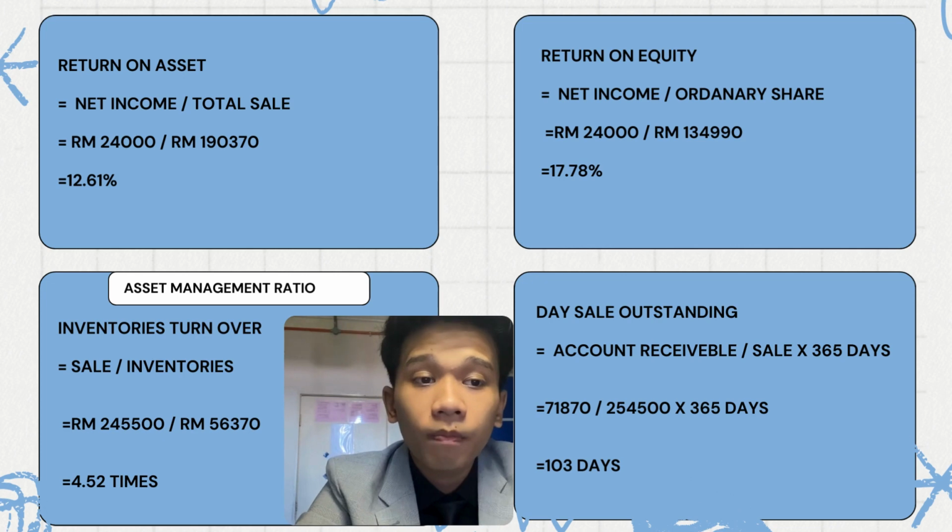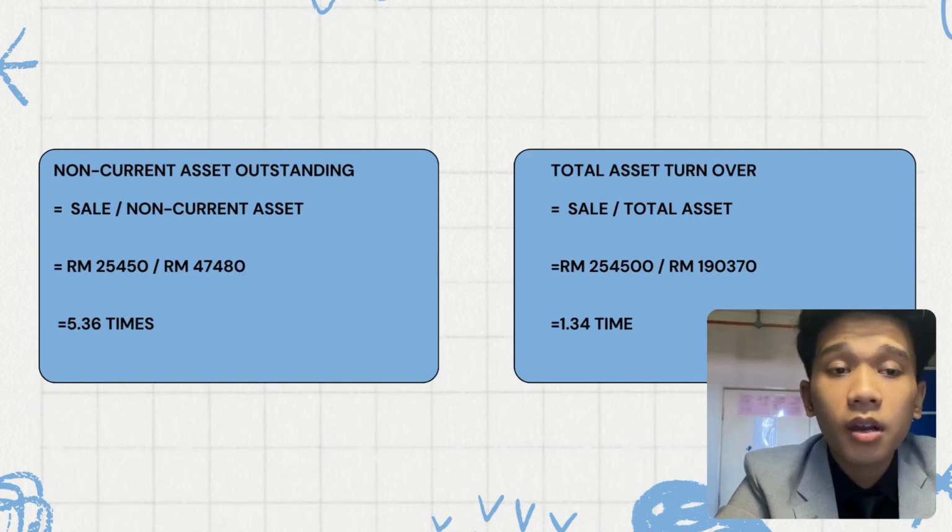So RM71,870 divided by RM254,500 times 365 days. We got the answer of 100. Non-current asset turnover. The formula is sales divided by non-current assets. So RM25,450 divided by RM47,480. We got the answer of 4.36 times.